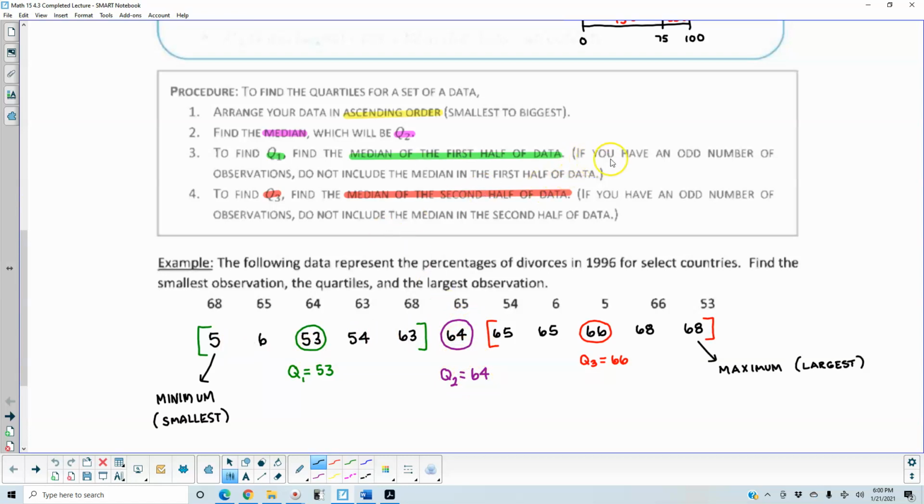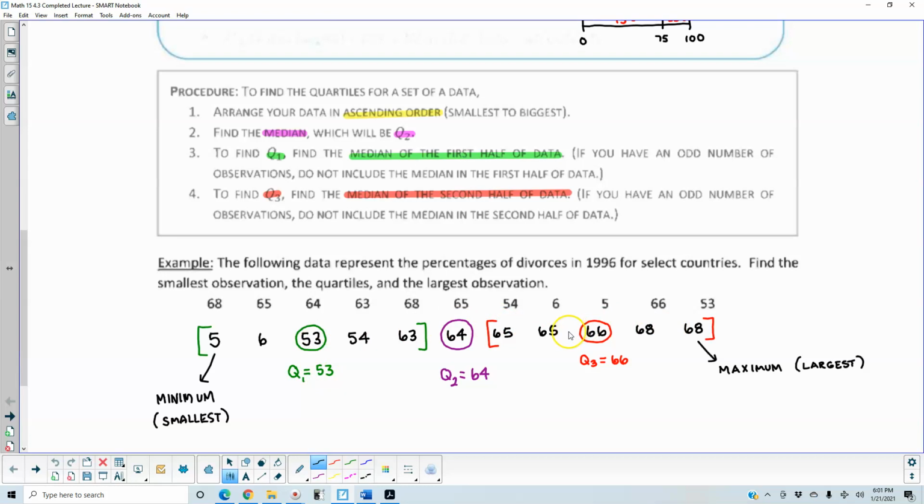Now again, if you have an odd number of observations, you do not include the median in the first half of the data. So we're not going to include this number now since it's the median. Again, it's because it's an odd amount of numbers. So here we take a look at the first grouping. So we have 5, 6, 53, 54, 63. We have an odd amount of numbers, so therefore 53 represents quartile 1, which is equal to 53.